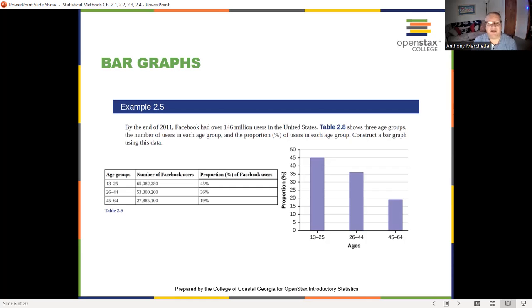And the bars do make sense. They do follow the data. You'll see there's also important labeling there. It says ages and it says proportion and percent. So you have a nice bar graph there. We could ask questions about it. We could change the data and ask you to construct a new bar graph, things like that. So this is a bar graph.